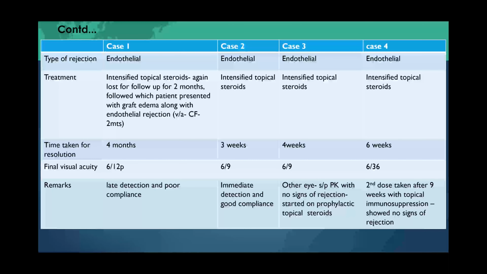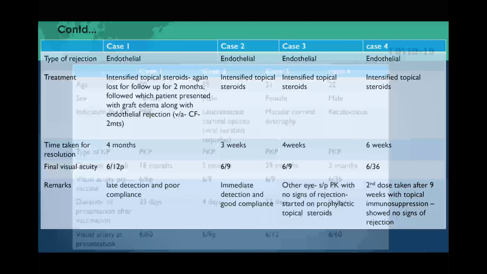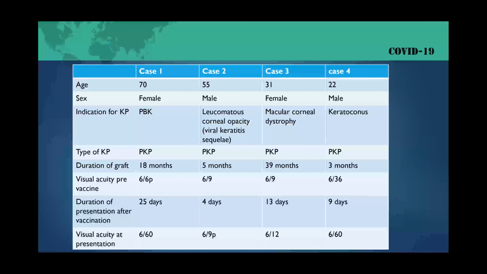And she presented to us after 2 months with severe graft edema and endothelial rejection, with a drop in vision to counting fingers at 2 meters. And hence we had to start her on oral steroids as well as topical and subconjunctival steroids with intensive treatment. However, we achieved a clear graft within 4 months of her initial presentation with a final visual acuity of 6/12 partial. Coming to the second case, a male who underwent PKP and his graft duration was 5 months.